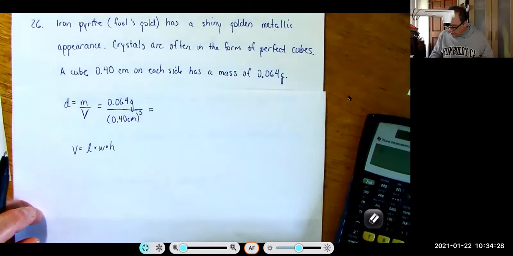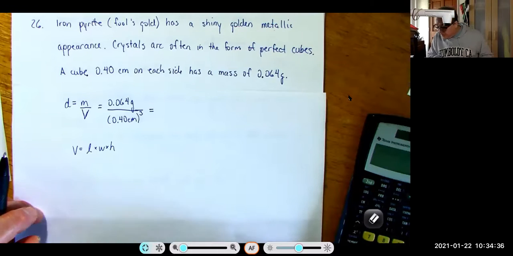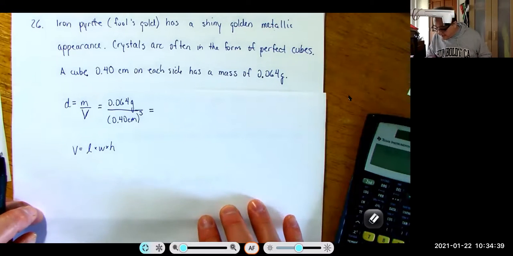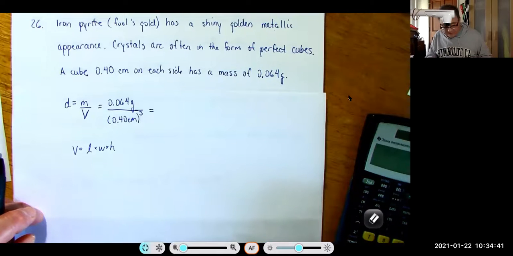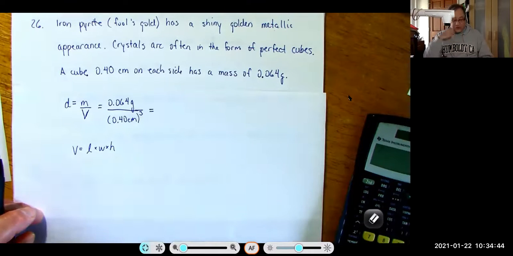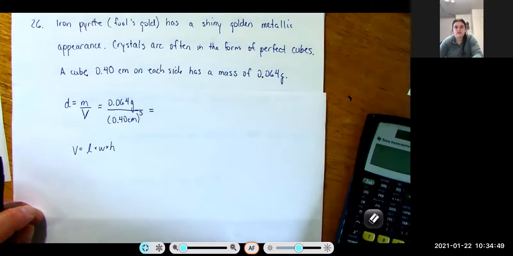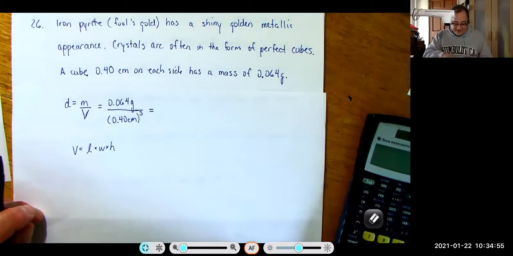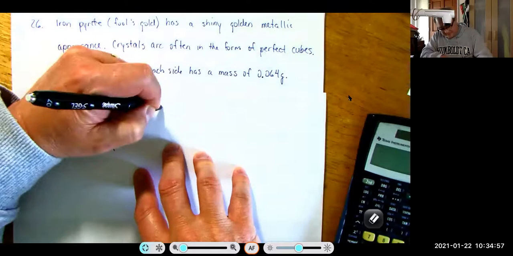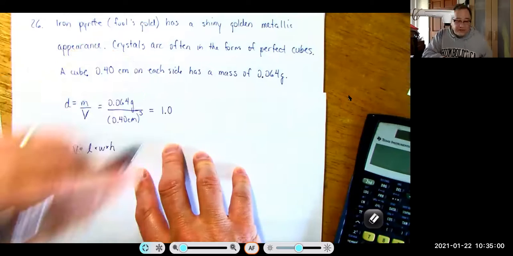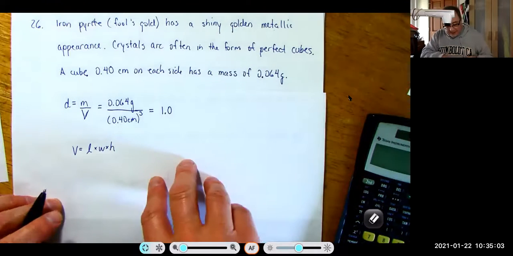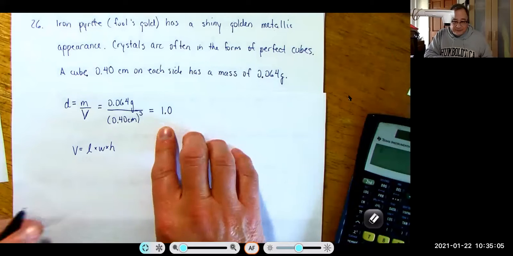So if we do the work here, 0.064 divided by 0.4, divided by 0.4 again, divided by 0.4 again, my calculator spits out, that can't be right. Let me think about this. 4 times 4 is what, 16? Yes. 16 times 4 is 64, right? So the answer is 1.0, so that we get 2 sig figs. Now, this is not the correct answer.